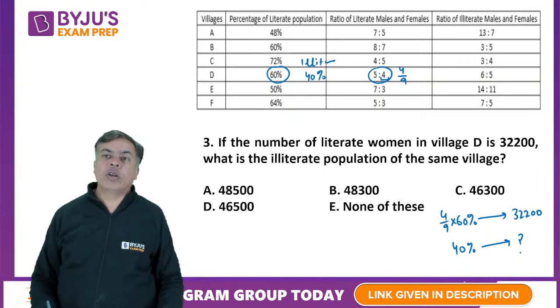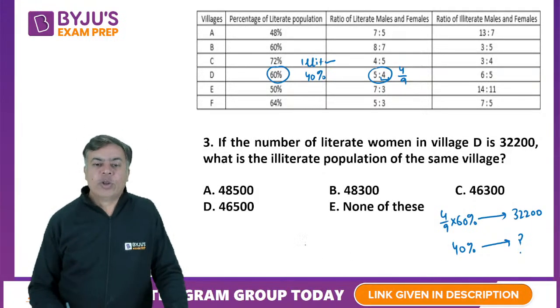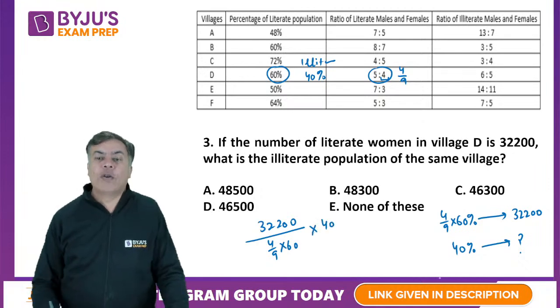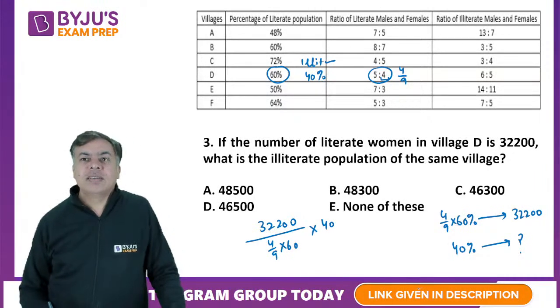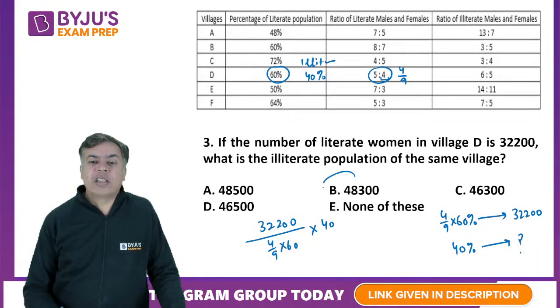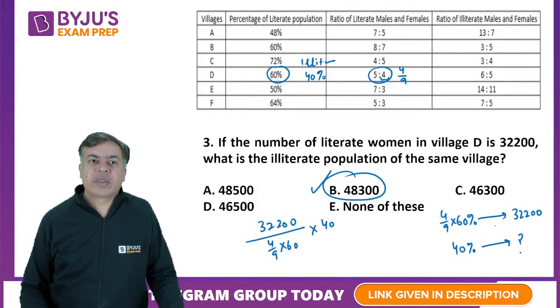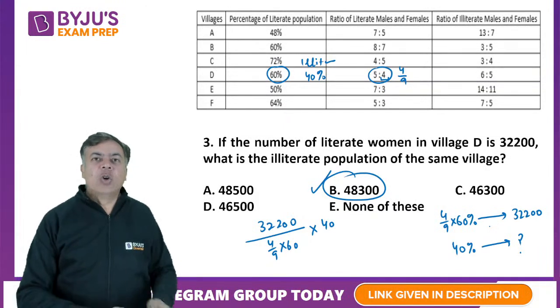So can you do it by the unitary method? The unitary method says that 32200 is 4 by 9 of 60. So I want to find the value of 40. Right? So this is how I got the value. Yes, Gayatri, option B is the correct answer. I hope you are getting all this. Any doubt you can ask?